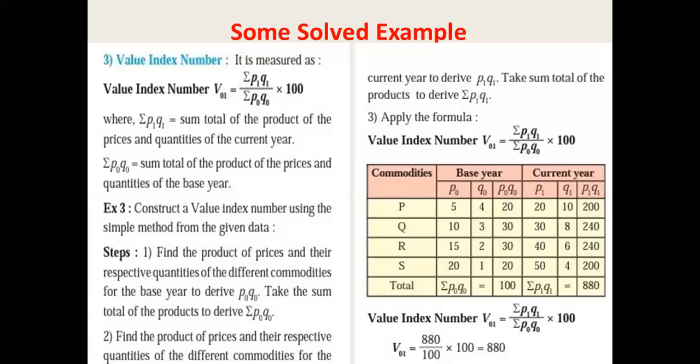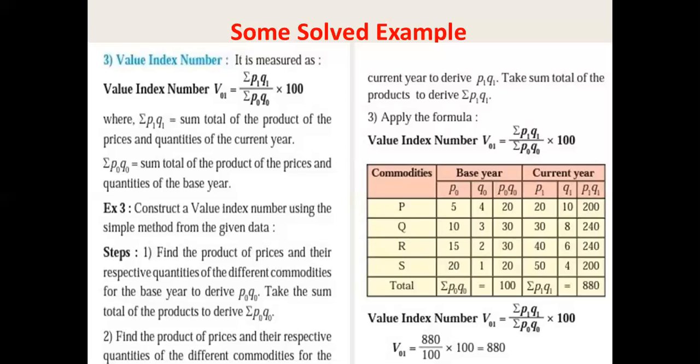Same way we apply it to the Q commodity. So for the Q commodity, the base year price is 10. Then the quantity is 3, and P0 Q0 means 10 multiplied by 3 is equal to 30. So that is called P0 Q0. Then next is P1 Q1. P1 is 30, Q1 is 8. So the P1 Q1 is 240.